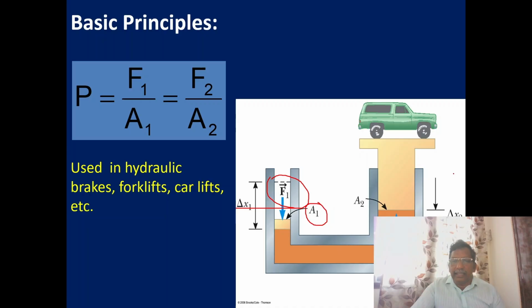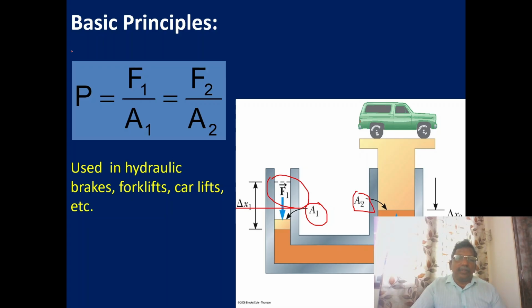What's the size of the big cylinder? Its area is A2, and its force is F2. Okay. So you can see here, a small amount of force we are applying. According to Pascal's law, when it comes to the big cylinder, this force is equally transmitted in all directions. So we are getting a force of F2.